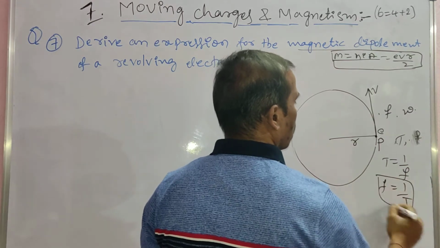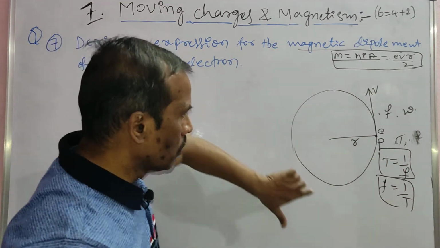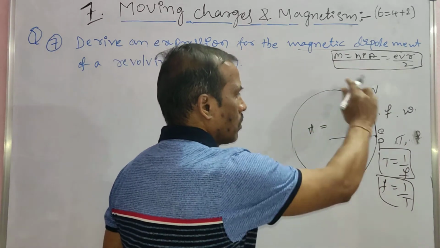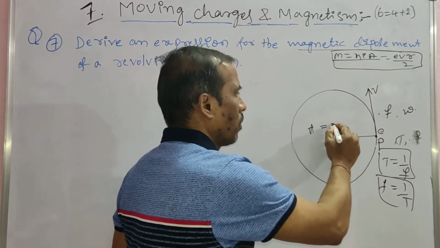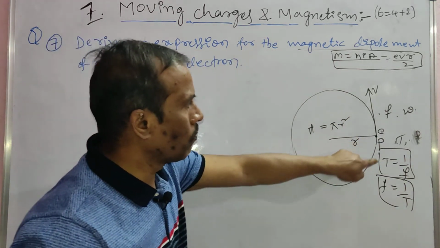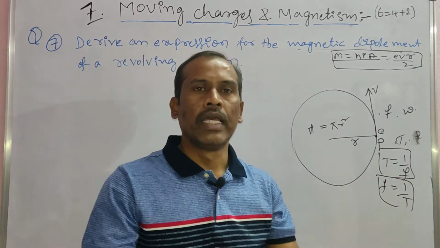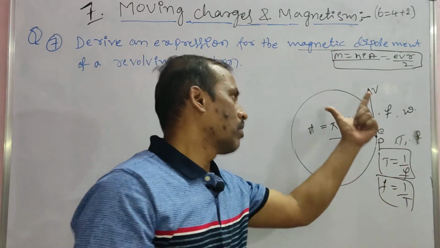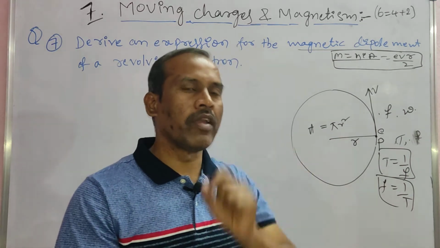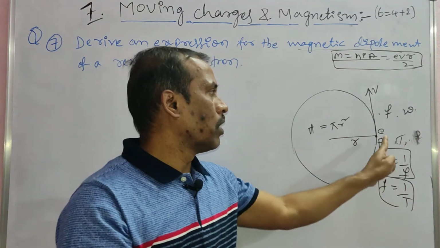The time period is T and the frequency is f, so f is equal to 1/T. These are the relations between time period and frequency. Now this is the area of the loop, A, which is nothing but the circle, pi r square. This revolving electron produces a magnetic field inside the circle and also outside, and so produces a magnetic dipole moment due to the revolving electron.